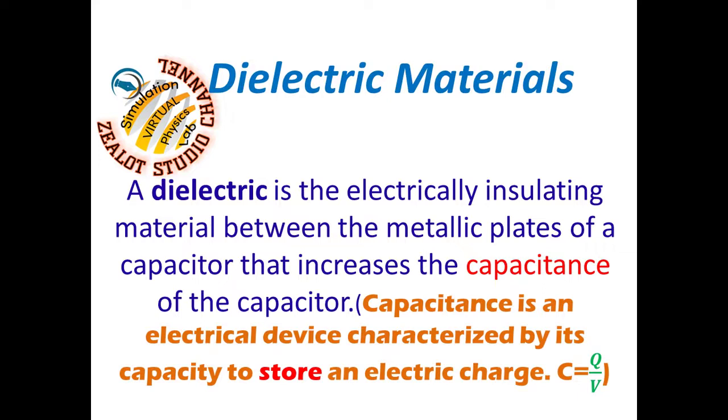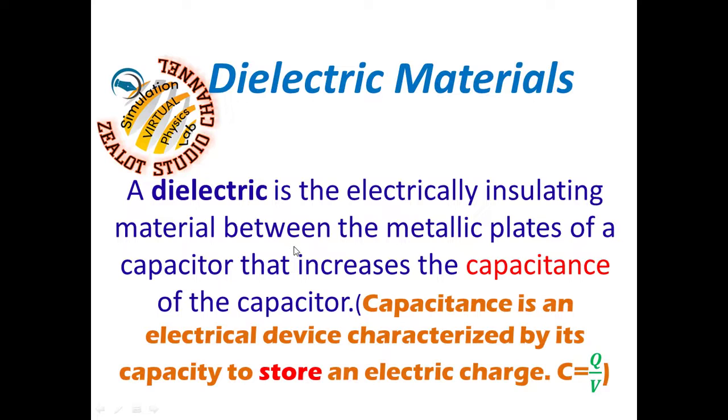Okay, how is the dielectric material defined? It is an electrically insulating material. Insulating material means, as opposed to a conducting material, it cannot pass electric charge or electric field. So the dielectric material is simply said to be an electrically insulating material.